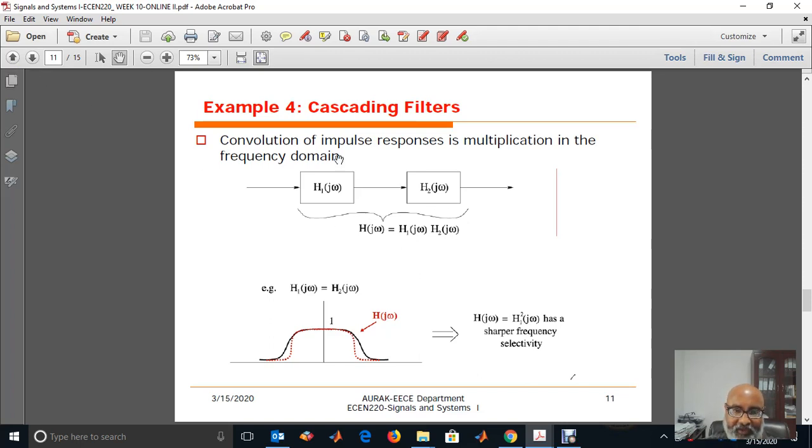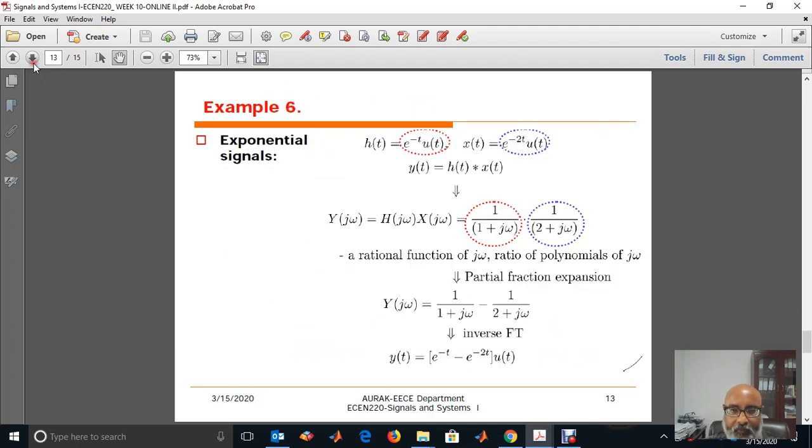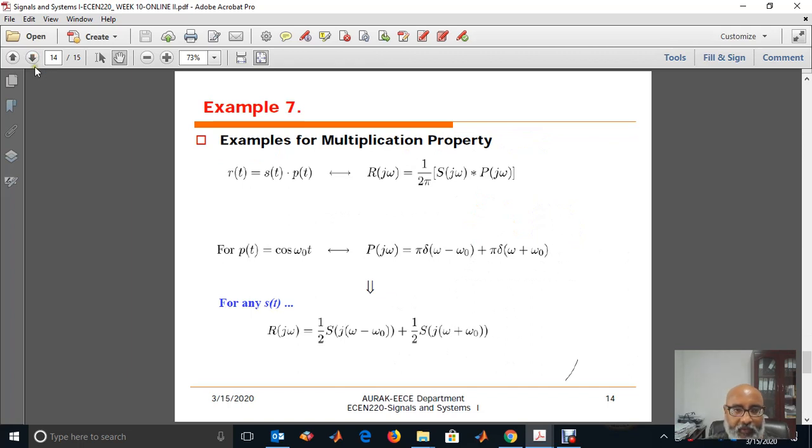This is very important. This is the overall frequency spectrum of the signal. This exponential signal, I already showed this one. So the multiplication property also we discussed.